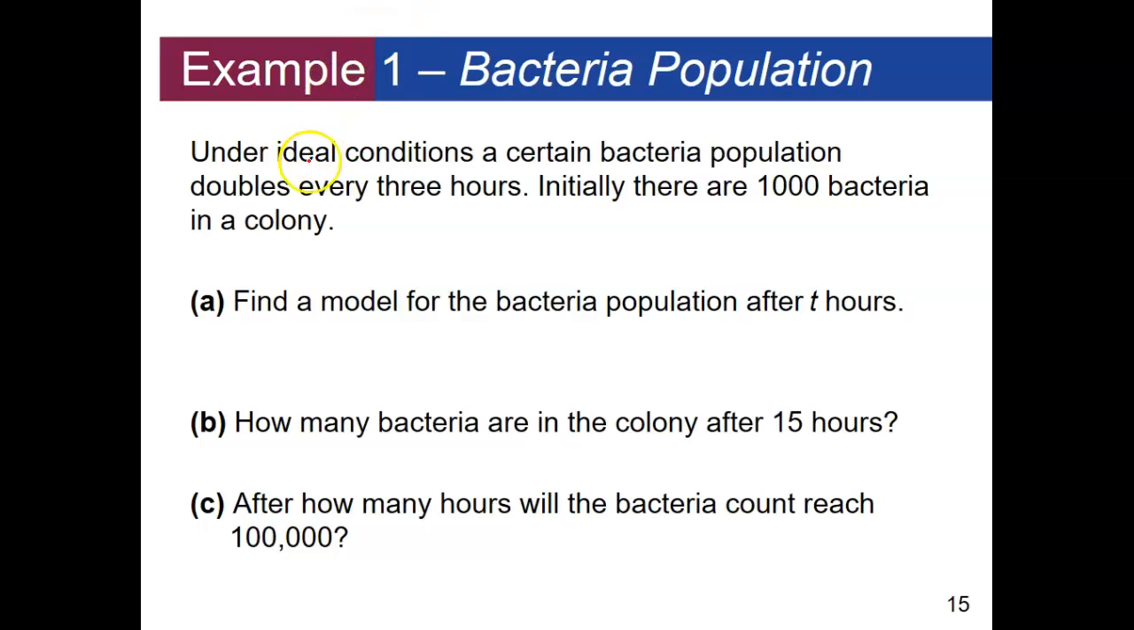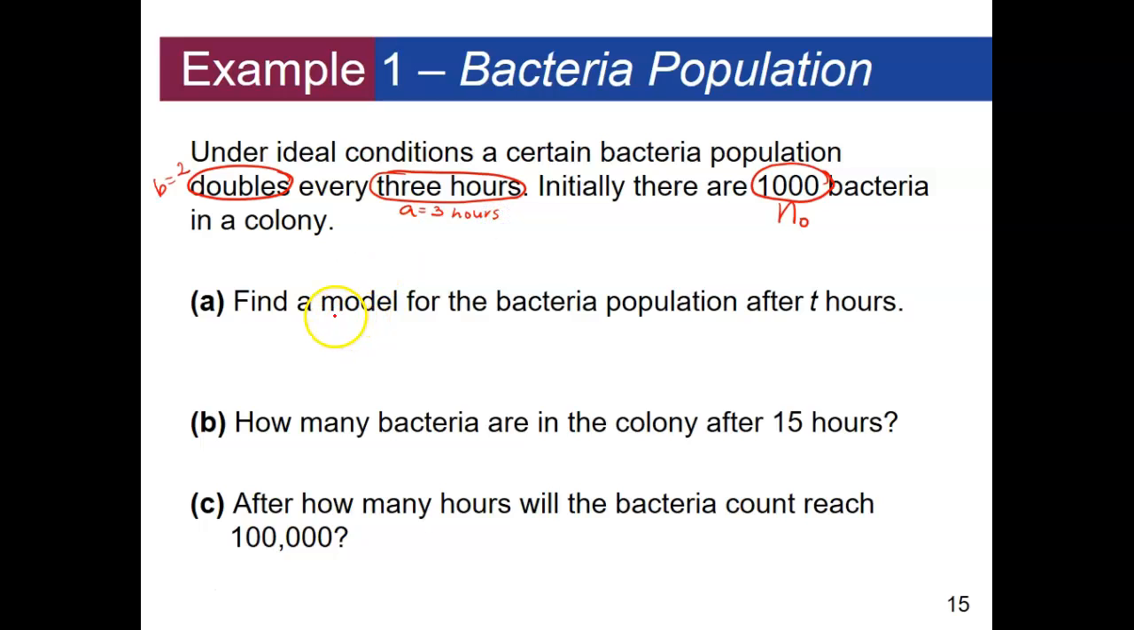So keep that in mind as we go through this. Okay, so here we have a problem. Under ideal conditions, a certain bacteria population doubles every 3 hours. Initially, there are 1,000 bacteria in a colony. So this is our starting value, our N sub 0. We know that it doubles, so our base is 2. And the amount of time it takes to double is every 3 hours, so what it's given me there is our A.